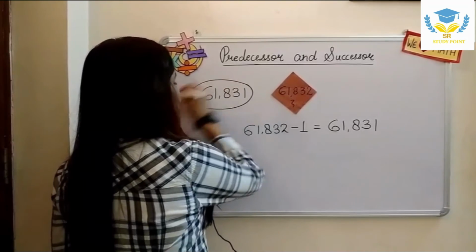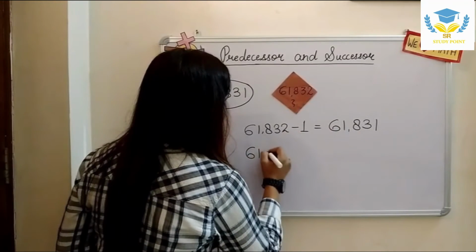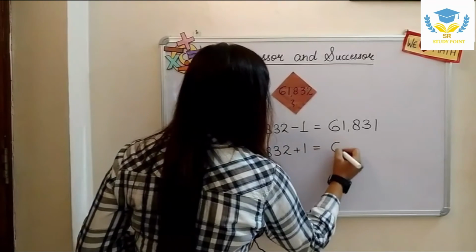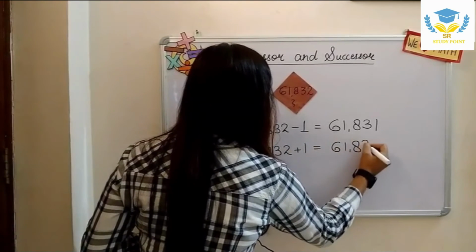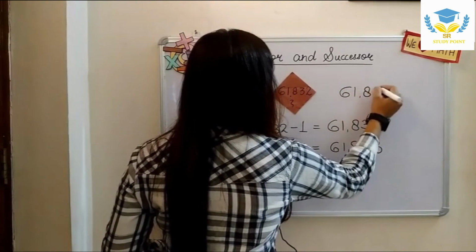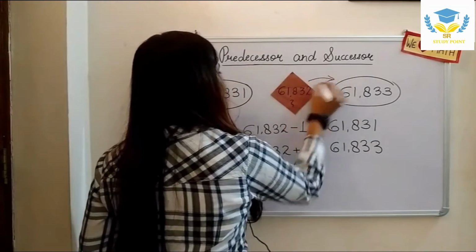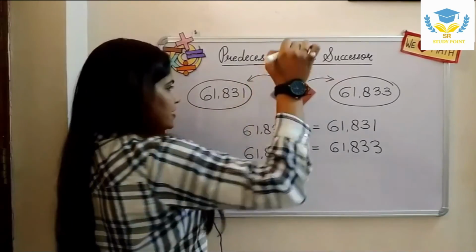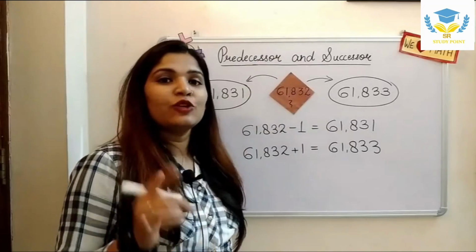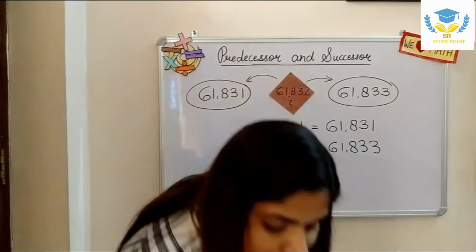Let us talk about the successor of this number. It will be 61,832 plus 1. That will be 61,833. Yes, you're right. This is the successor of this number and this is the predecessor of this number. So children, is it interesting? Yes. Let me tell you one more interesting fact about the predecessor and the successor.